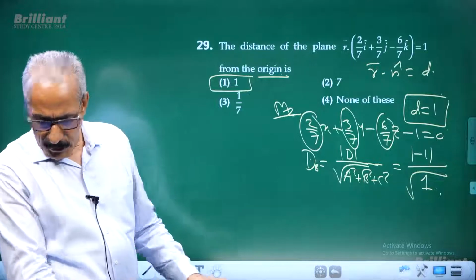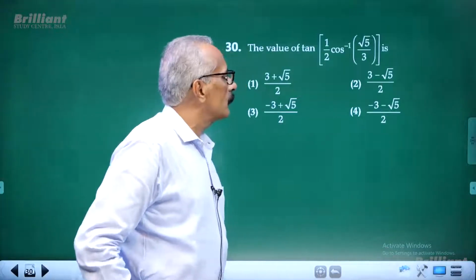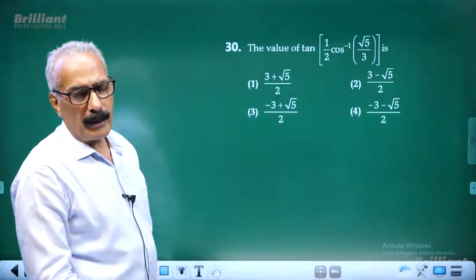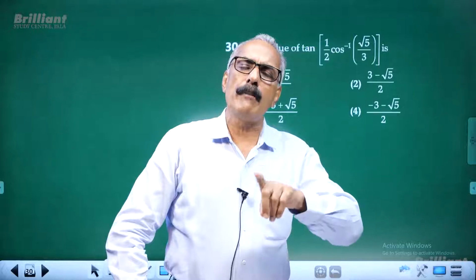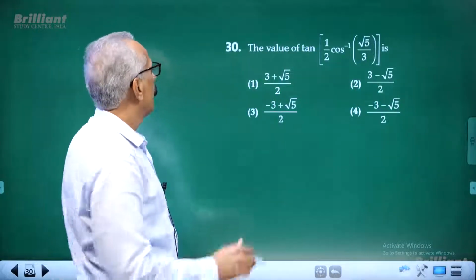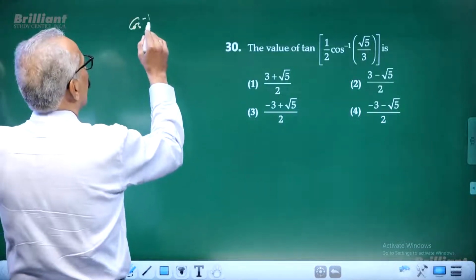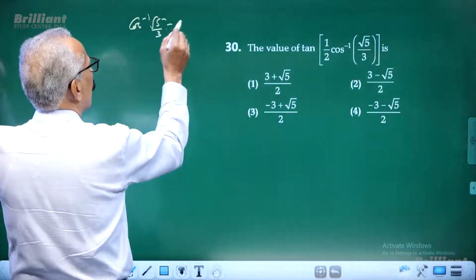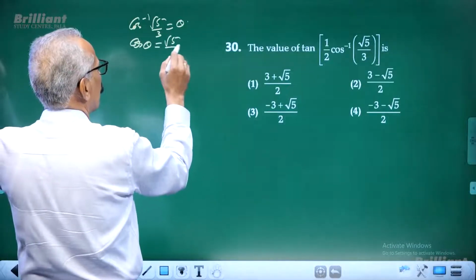Now on to the next. The value of tan of half cos inverse root 5 by 3. Many a time I told you, inverse trigonometry inside a trigonometry, put that equal to theta. So we put cos inverse root 5 by 3 equal to theta. Therefore, cos theta is equal to root 5 by 3.